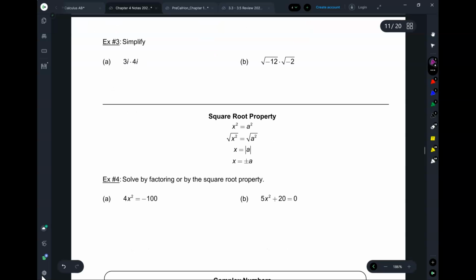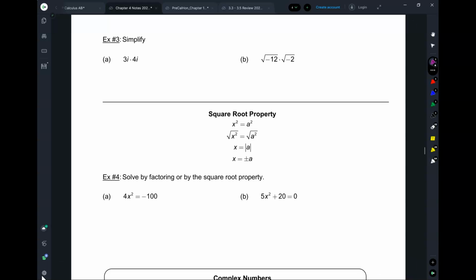All right, so take a look at this. Simplify 3i times 4i. Basically, you multiply these like you do with any other variable. So here, 3 times 4 is 12, i squared, just like if i was any other variable: 12i squared. This will be negative 12. Okay?